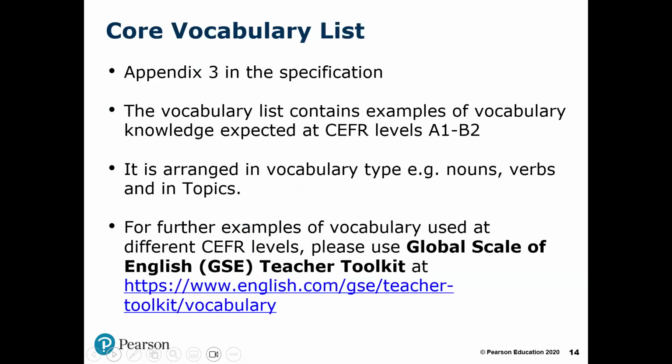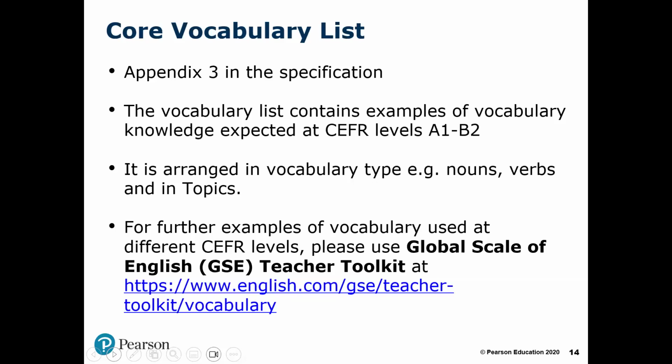And Appendix 3 in the specification, this is the vocabulary list that contains examples of vocabulary knowledge expected again at levels A1 to B2. And it's arranged in vocabulary type, nouns, verbs, and also in topics. So you can sort by parts of speech, but you could also sort and find words by topic. There are other examples as well, further examples of vocabulary, again in the Global Scale of English Teacher Toolkit, and you can have a look at that there.